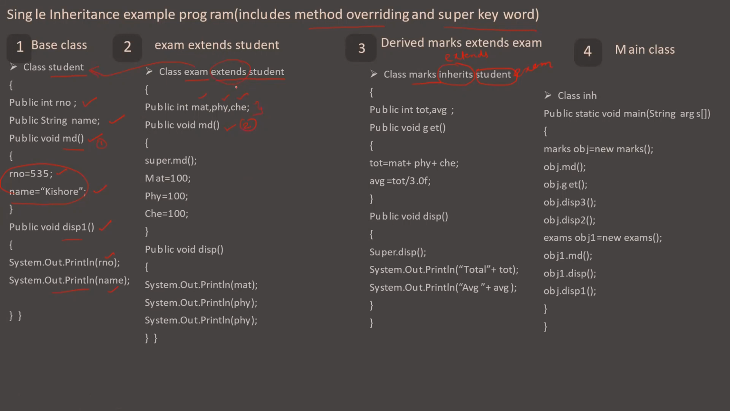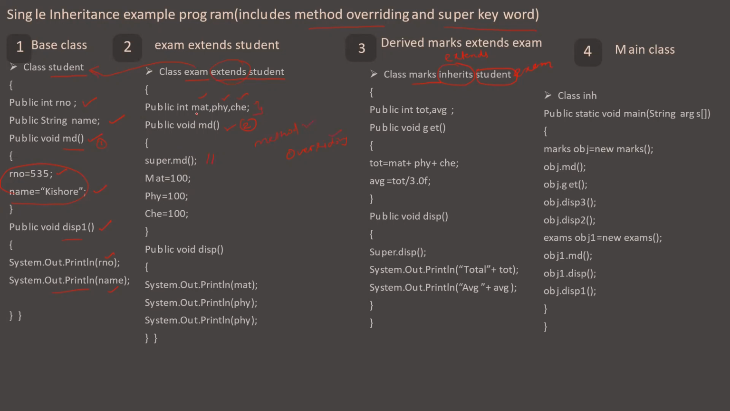This concept is called method overriding. What is the point? The same method name in different classes which are inherited. That concept is called your method overriding. Now I've taken this super.md. I'll tell you how it works.